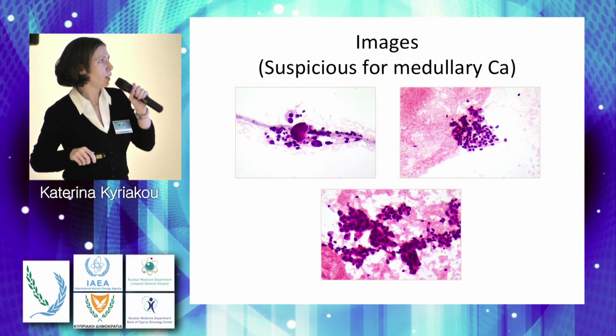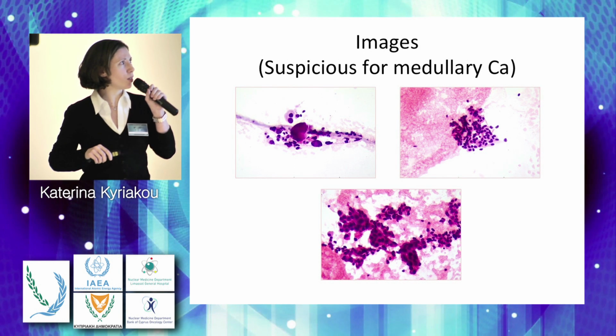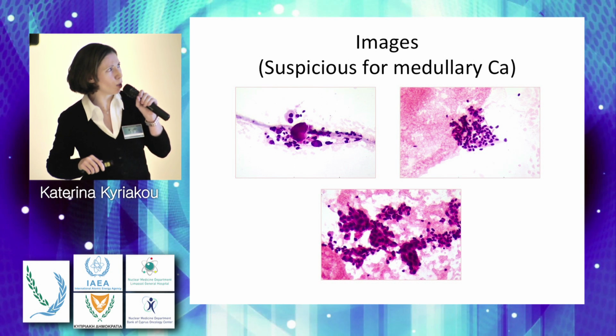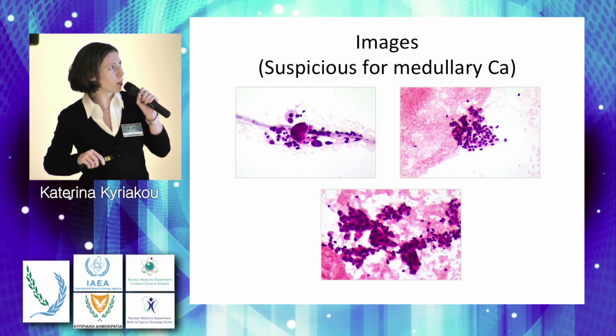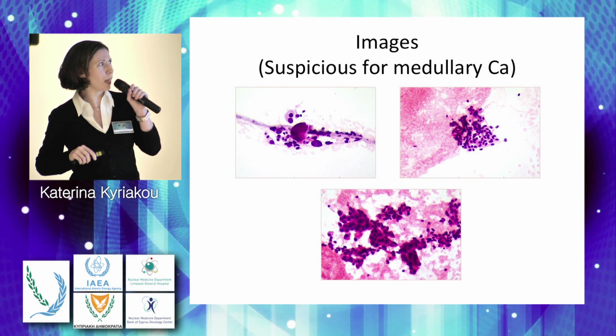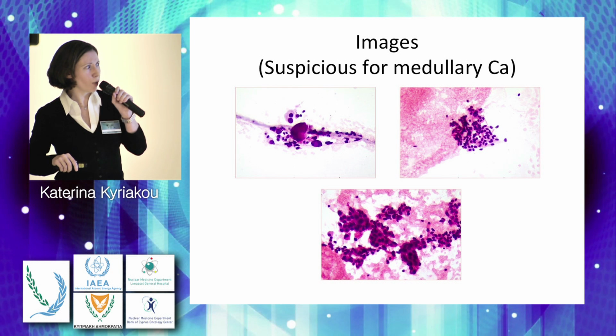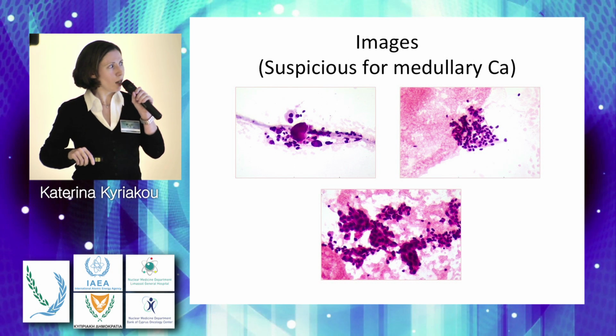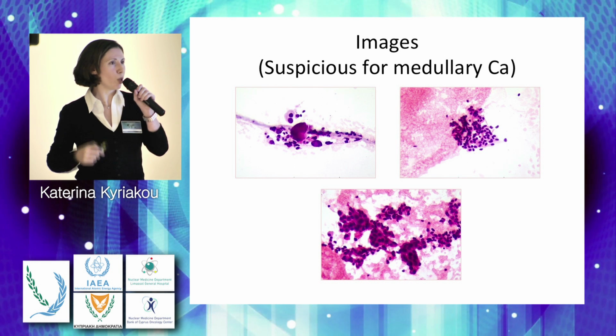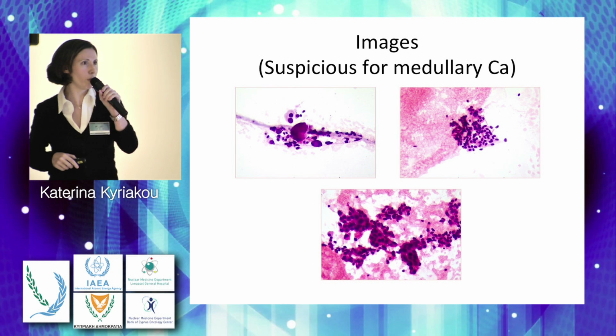This was a case we had. It was reported as suspicious for medullary thyroid carcinoma. We can see the spindle-shaped cells. Here we see a giant cell. And here we have some substance, possibly amyloid. It was confirmed histologically that it was a medullary CA, by a spinal metastasis, because the primary tumor was inoperable.